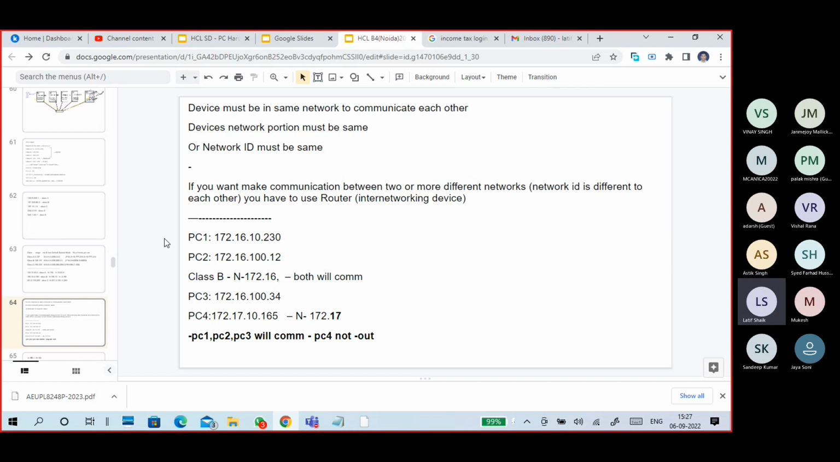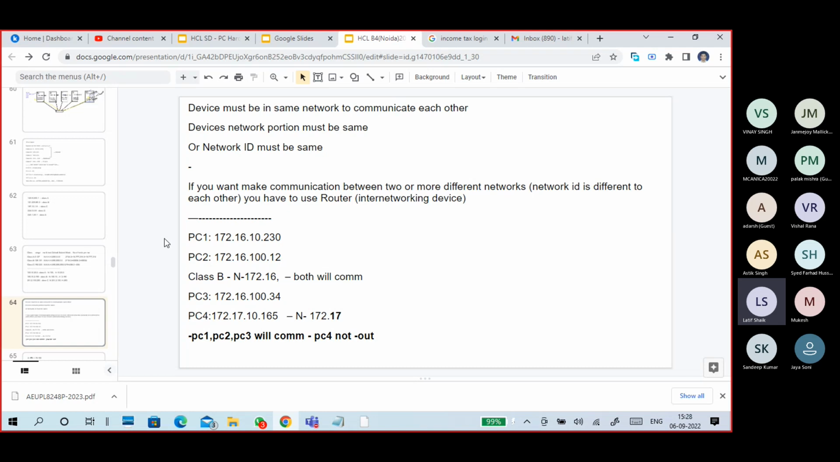Here, always remember, if you have two IP addresses, two or three devices, and you want to make communication between these devices, their network portion, or network ID, must be the same. In this example, it is class B: 172.16.10.230 and 172.16.100.12, PC1 and PC2, two PCs with these IP addresses. And you get a question like whether they will communicate with each other or not. This is also troubleshooting.